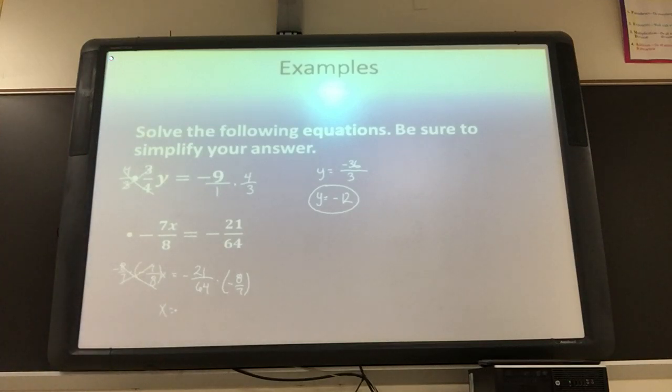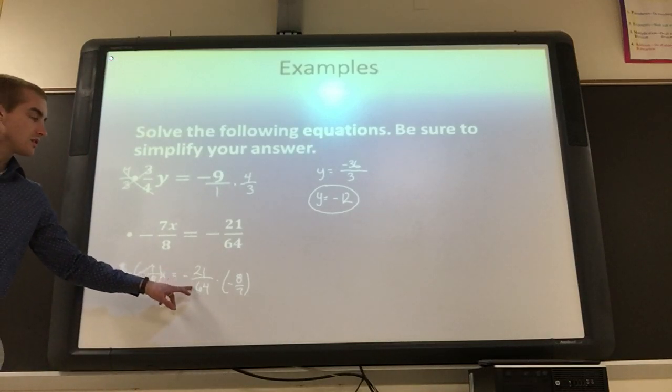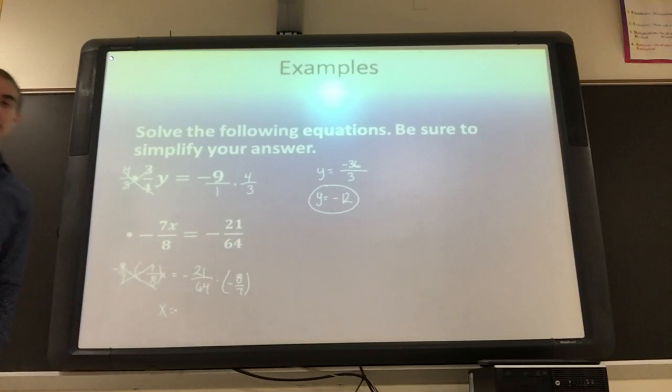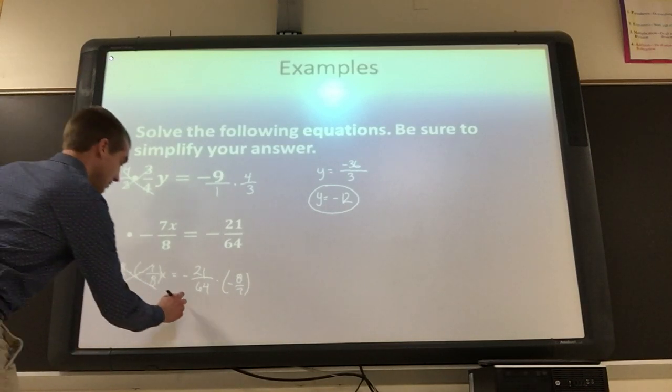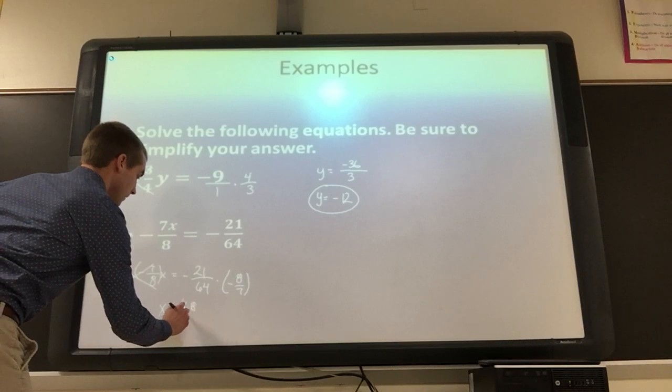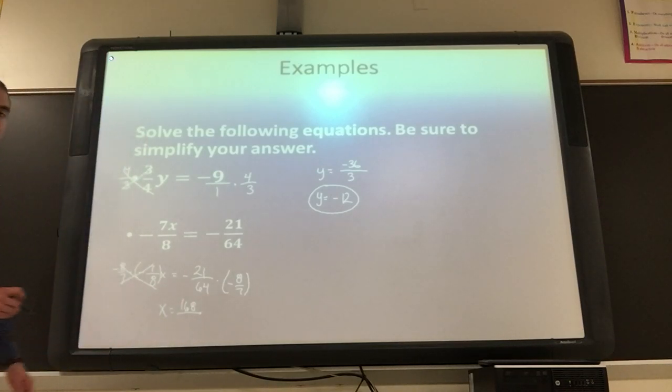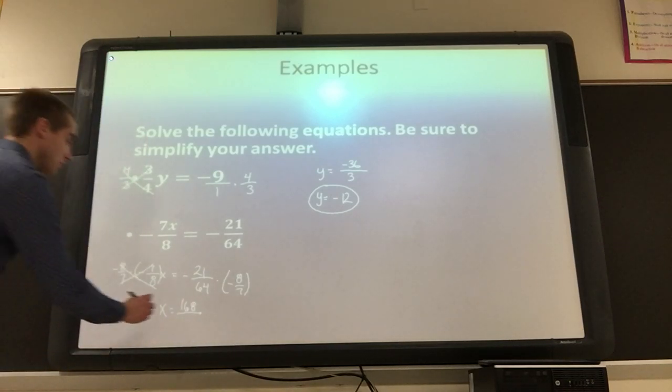So x would equal -21 over 64 times -8 over 7. Well, it just multiplies straight across. -21 times, or a negative times a negative, our answer is going to be a positive. 21 times 8 would get us 168. And 64 times 7 would give us 448.